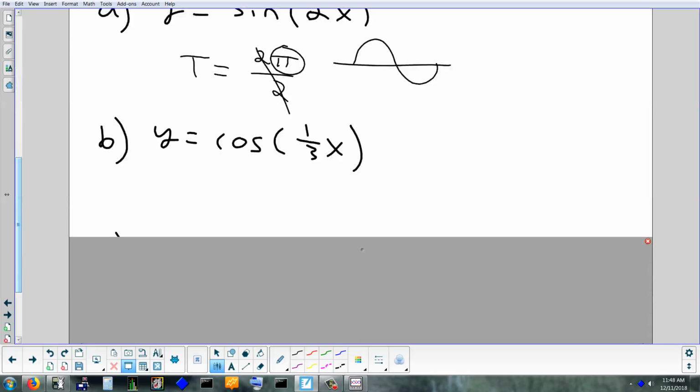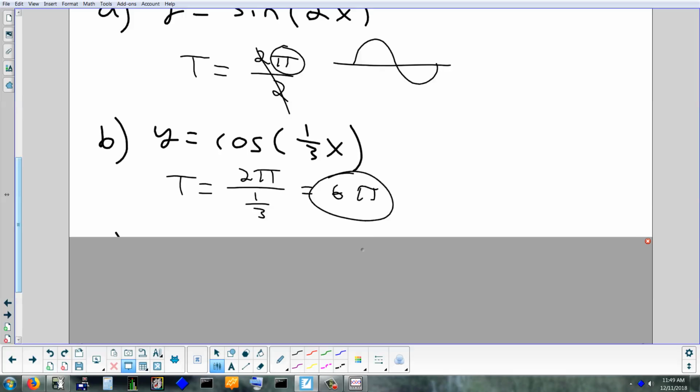Right, let's look at this one. Cosine 1/3 x. So T equals. Joe, what goes in the top? 2 pi. 2 pi. And Haley, what goes in the bottom? 1/3. 1/3. What's 2 pi divided by 1/3? Yep. 6 pi.